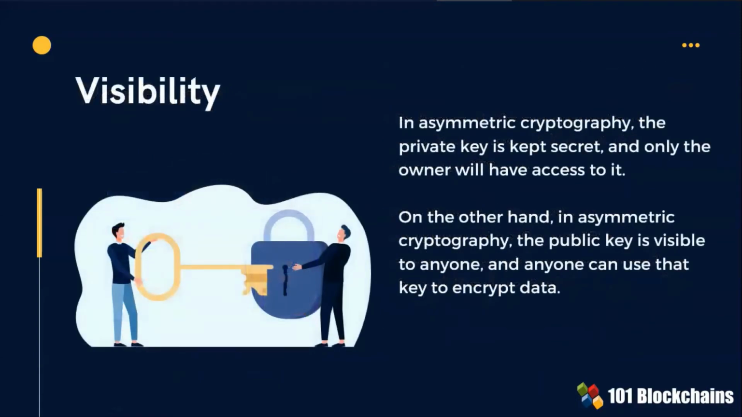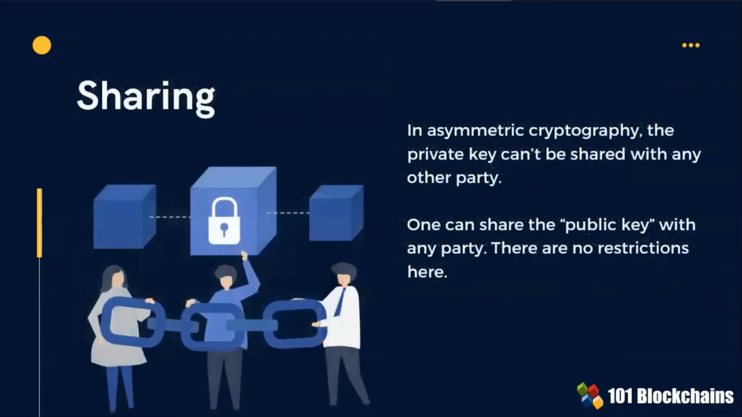In asymmetric cryptography, the private key is kept secret. The public key is visible to anyone, and anyone can use that key to encrypt data. In asymmetric cryptography, the private key must not be shared with any other party. One can share the public key with any party. There are no restrictions for this.